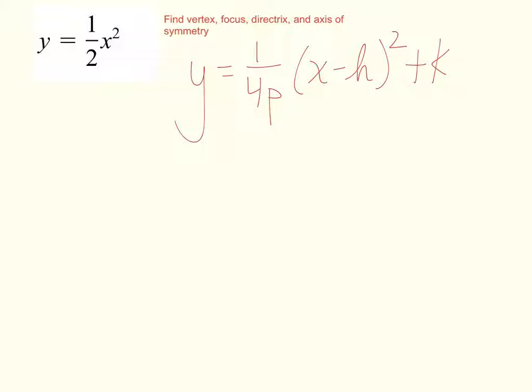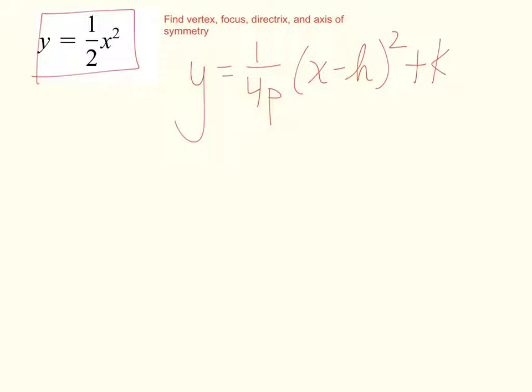So let's start today with trying to find the vertex, the focus, the directrix, and axis of symmetry given an equation. So in this case, I have y equals 1/2 x squared. The first thing I'm going to do is change this equation so that it looks like the equation that I'm used to, which is y equals 1 over 4p times x minus h squared plus k. Now I'm missing quite a lot of things out of this equation right here.